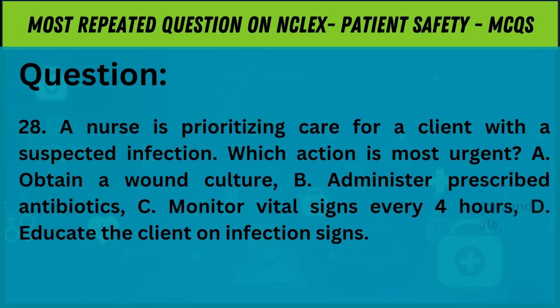28. A nurse is prioritizing care for a client with a suspected infection. Which action is most urgent? A. Obtain a wound culture. B. Administer prescribed antibiotics. C. Monitor vital signs every 4 hours. D. Educate the client on infection signs.